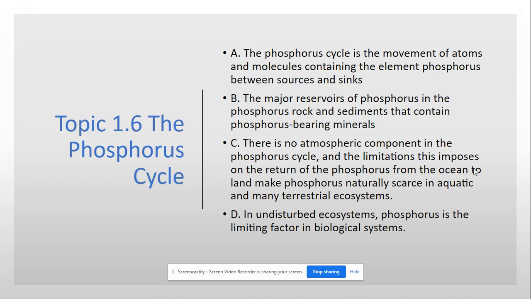Now, what's kind of unique about the phosphorus cycle compared to some of our other cycles like nitrogen or carbon, its major reservoirs tend to come from rock or sediment. And there's actually no atmospheric component to the phosphorus cycle. And because of this, lots of living organisms like producers tend to be limited by the amount of phosphorus there may be in that given ecosystem, since it may not be so readily available to them.